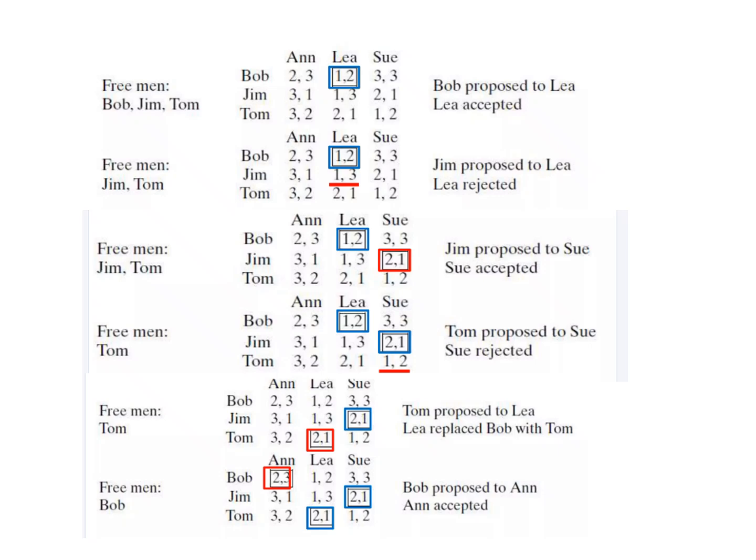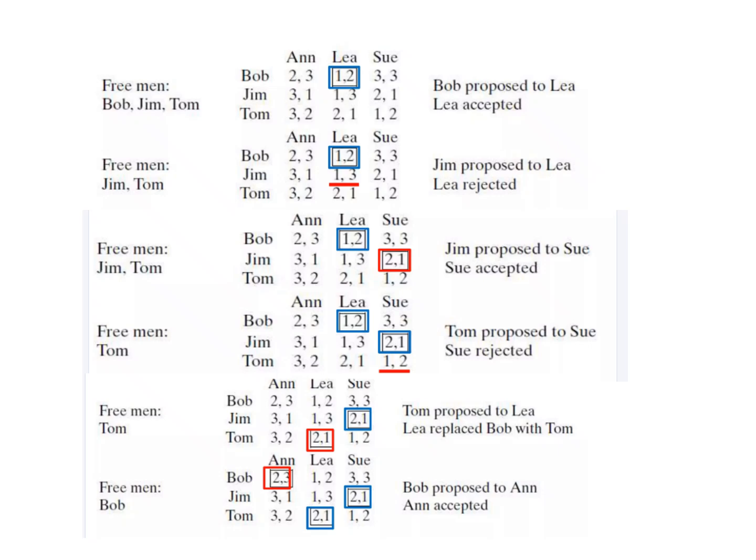So now the only free man is Tom. According to Tom, Sue is his first preference, but Sue has already accepted Jim, and while comparing the preferences, Jim is her first preference, so she rejects Tom's proposal. So Tom has to find another woman. According to his preference, Lea is the second preference, so he is proposing to Lea.